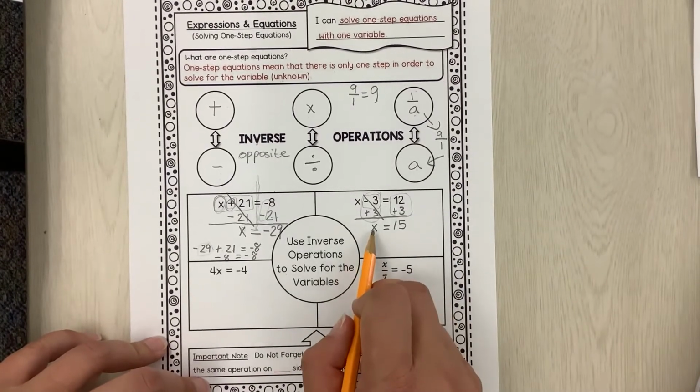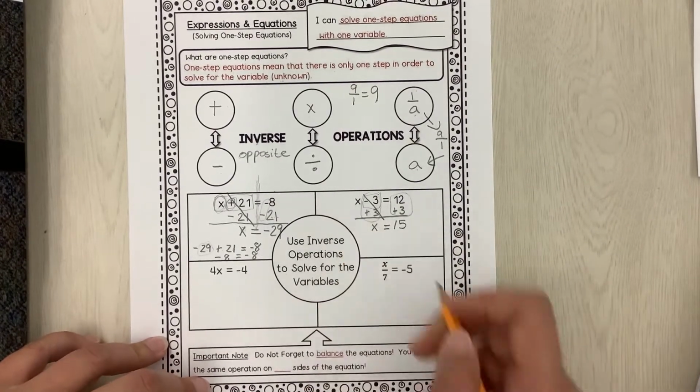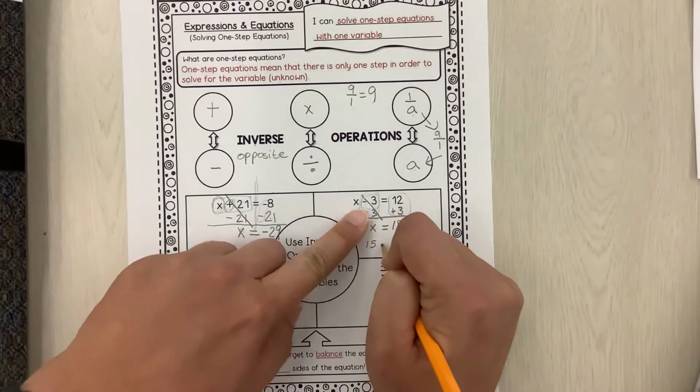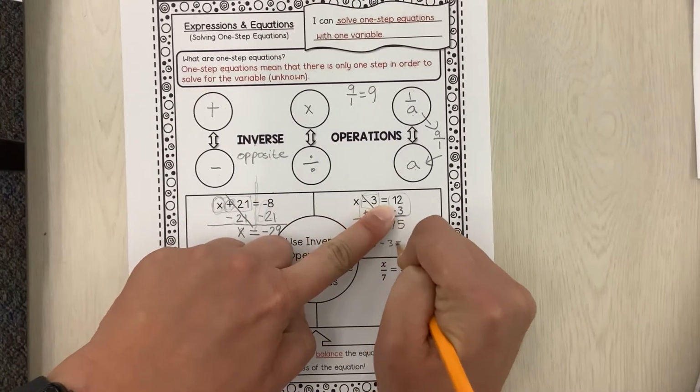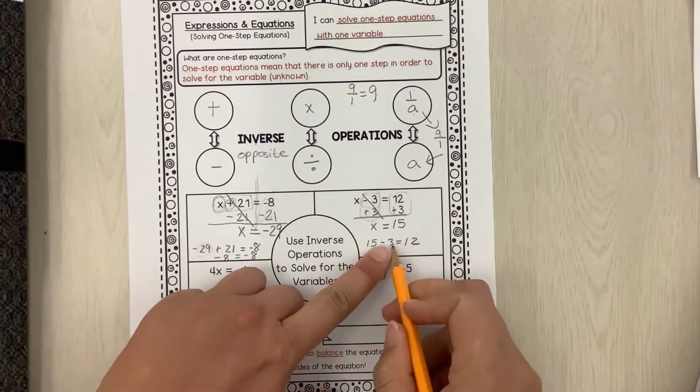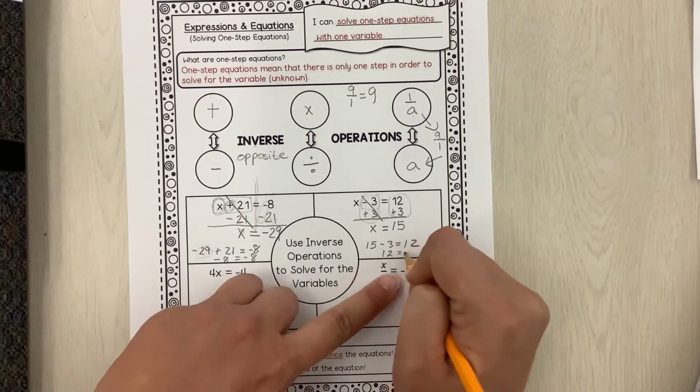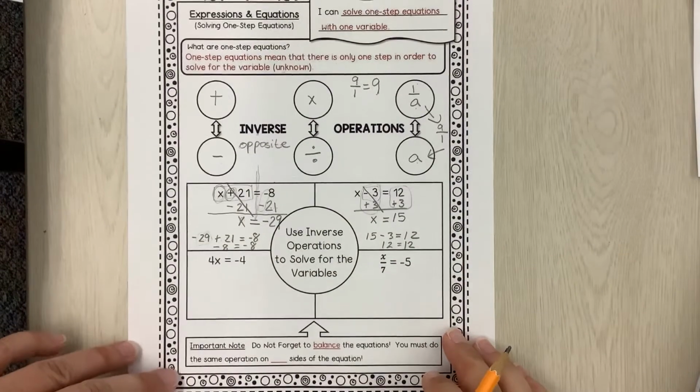So let's see if we're right. Instead of x, we're going to put a 15. So 15 minus 3 equals 12. 15 minus 3 is 12, equals 12. Yes, good. We got that one.